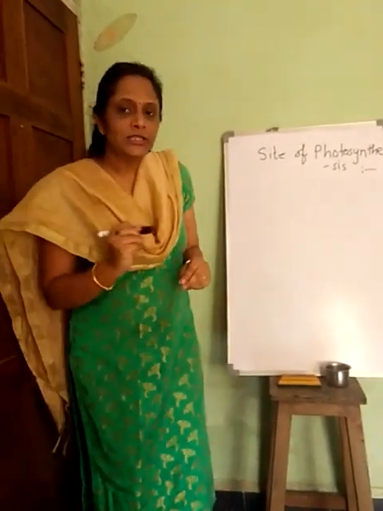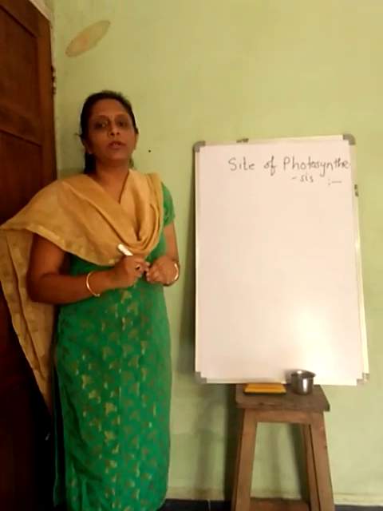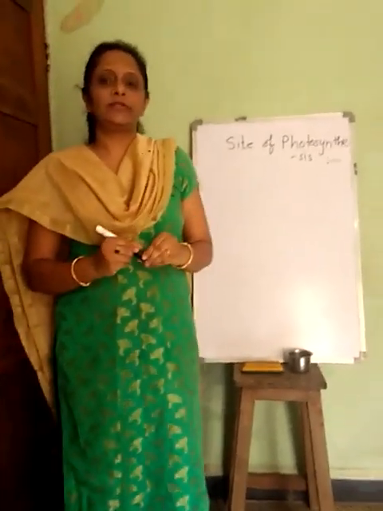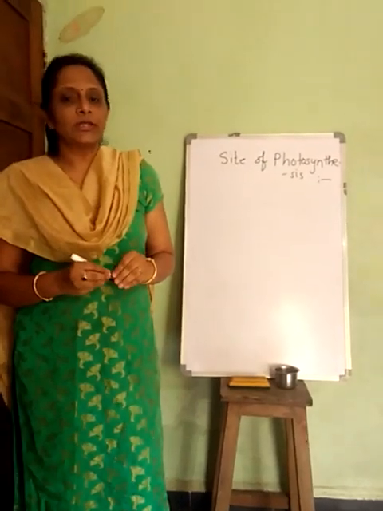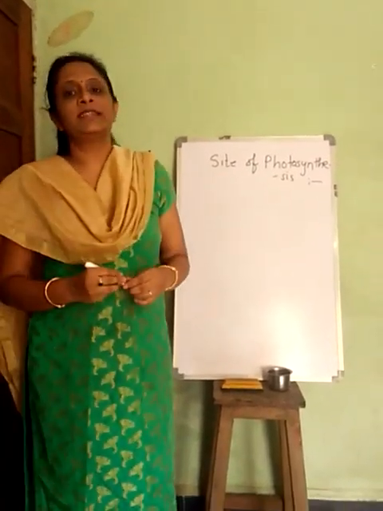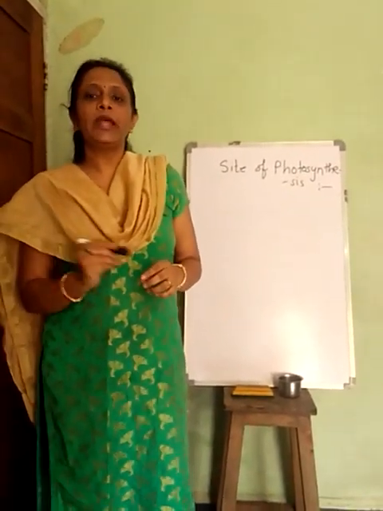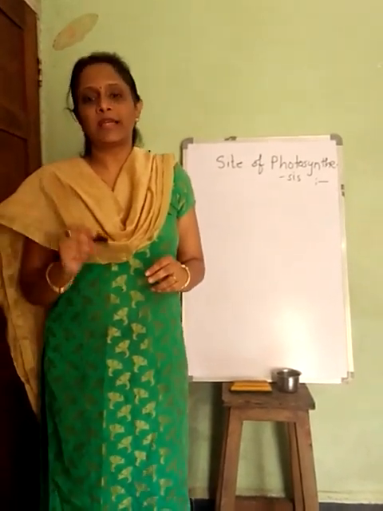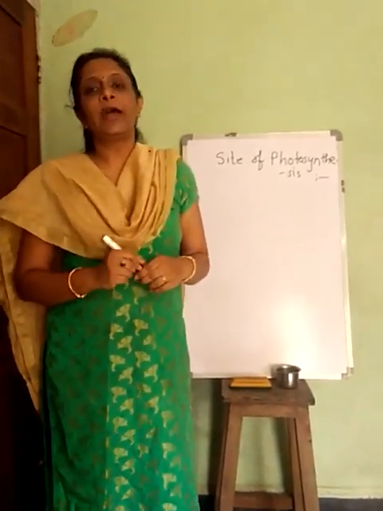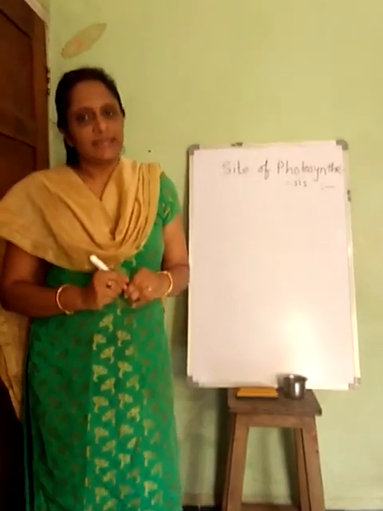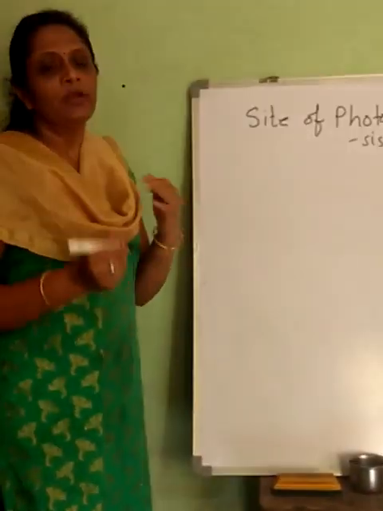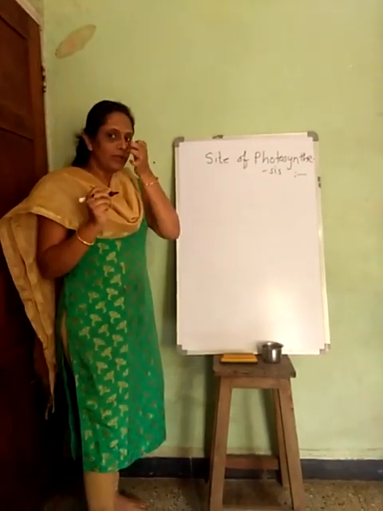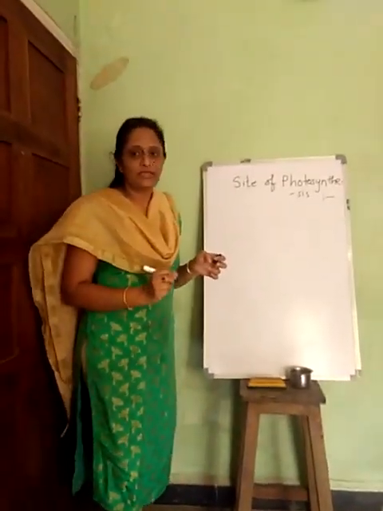Then this chloroplast has a particular structure that we also studied in our 9th standard lessons. Now we are going to study the site of photosynthesis in a leaf, where these chloroplasts are present, in this session. So here we are going to draw a diagram which shows you the particular site of photosynthesis.